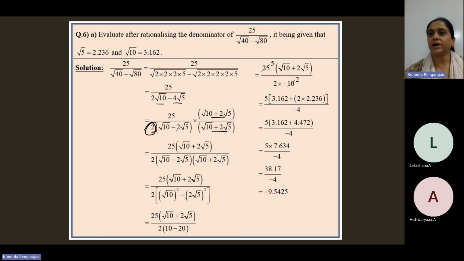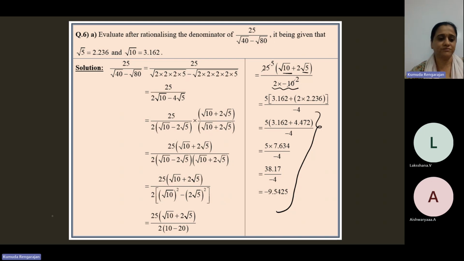Okay, so how do you write the conjugate? Minus, plus. These two terms are separated by a minus sign. Write the same two terms with a plus sign. After that, I'm not saying anything. And then at this point, you see that the denominator is rational. Now substitute the values of root 10 and root 5 given to you in the question. And this part is known to you: addition, multiplication, division. All right, next one.